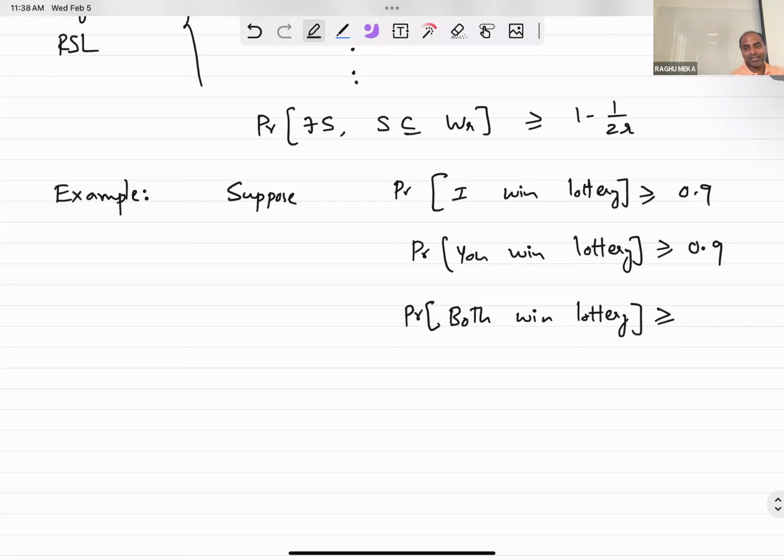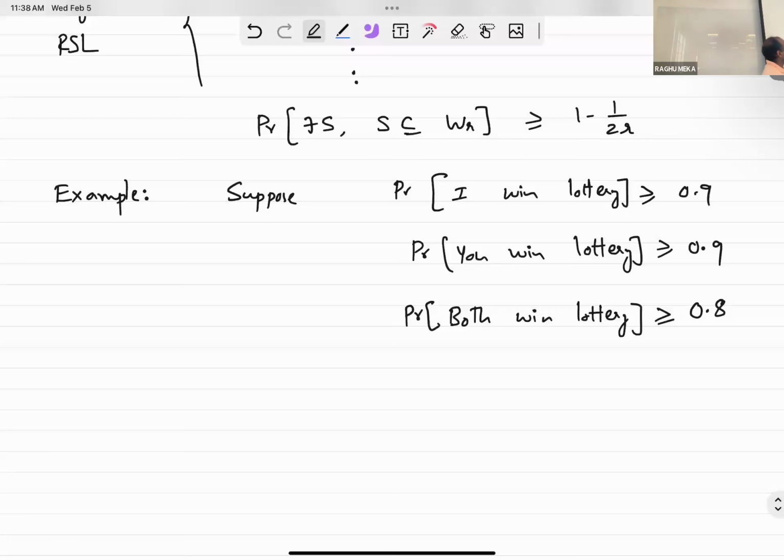So someone in the Zoom actually mentioned we should be using the union bound on the complements. So meaning here, the chance that both of us win the lottery is actually, what do you think? How high do you think it is? Is it low or small? Just take a guess. Well, it's actually very high. It's at least 0.8.